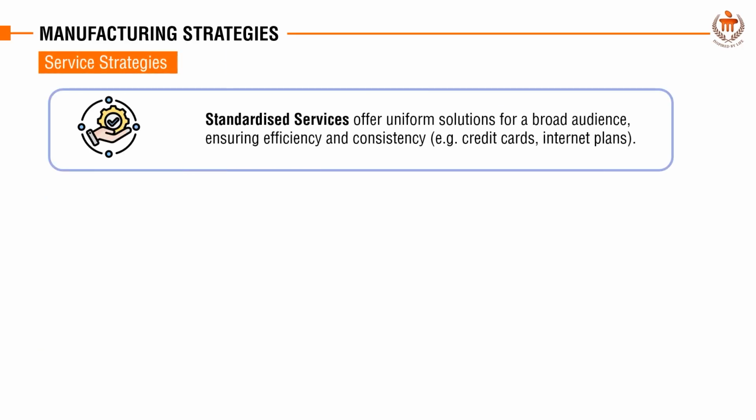Transitioning from manufacturing, let's explore service strategies, which employ similar approaches: standardized services, customized services, and assemble to order strategies. To optimize service delivery and meet customer needs effectively, standardized services involve creating uniform service offerings that cater to a broad audience, ensuring efficiency and consistency in service delivery. For instance, services like credit cards and internet plans are designed to provide standardized features and benefits, allowing customers to select from a range of options that suit their requirements.